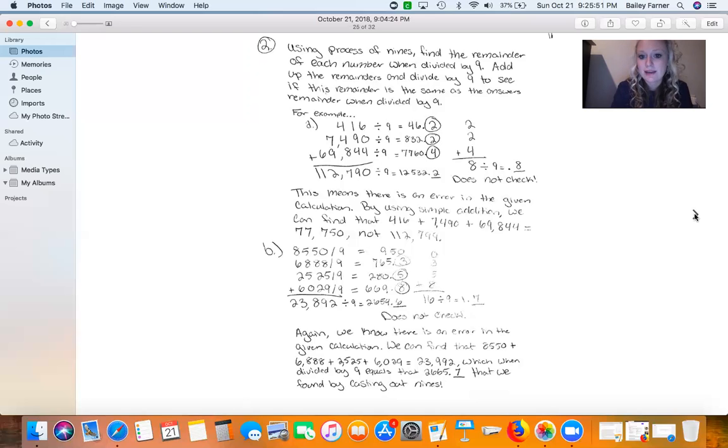And so since we can see that 112,790 divided by 9 equals 12,532.2, and 8 divided by 9 on the right equals 0.8, we know that it does not check, and that 416 plus 7,490 plus 69,844 does not actually equal 112,790. And this is the same method that we use throughout the rest of the problems. It's the same for addition and subtraction and multiplication.